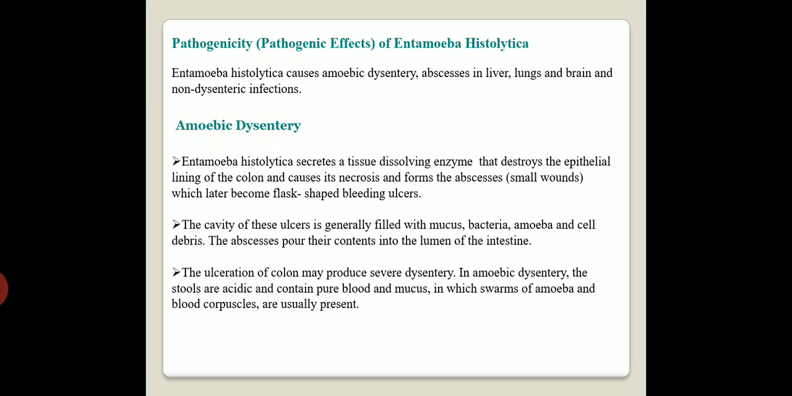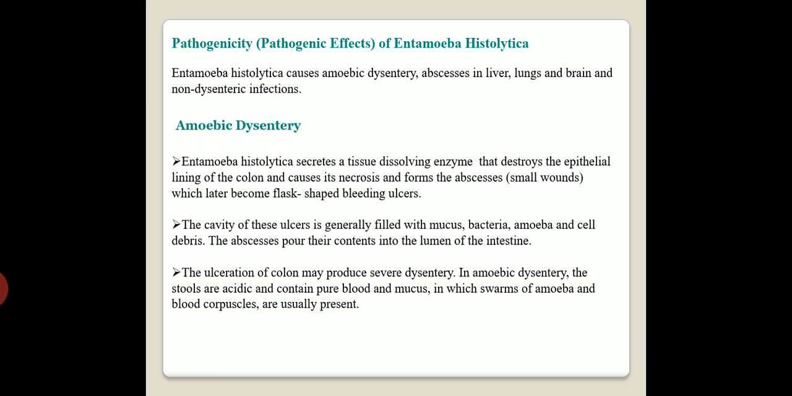Entamoeba histolytica secretes a tissue dissolving enzyme that destroys the epithelial lining of the colon and causes its necrosis and forms small wounds or abscesses, which later become flask-shaped bleeding ulcers. The cavity of these ulcers is generally filled with mucus, bacteria, amoebae and cell debris. The abscesses pour their contents into the lumen of the intestine. The ulceration of the colon may produce severe dysentery.